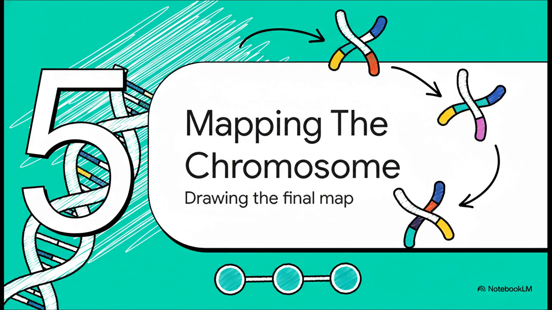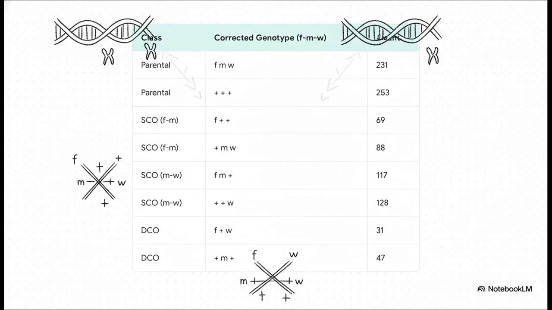Now that we finally know the correct sequence, we can go back to our evidence and organize it all properly, creating a true representation of the chromosome and all the crossover events that happened. Let's take a look at what that completed map looks like. And here it is, our final, correctly ordered table. The parental classes are FMW and plus plus plus.